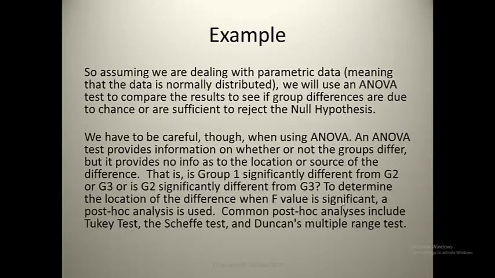So, assuming we are dealing with parametric data, meaning that the data is normally distributed, we will use an ANOVA test to compare the results to see if group differences are due to chance or are sufficient to reject the null hypothesis. We have to be careful in this case, especially when we are using ANOVA. An ANOVA test provides information on whether or not the groups differ, but it provides no information as to the location or source of the difference.